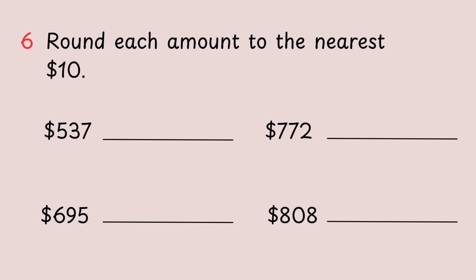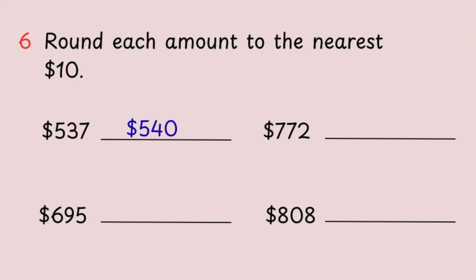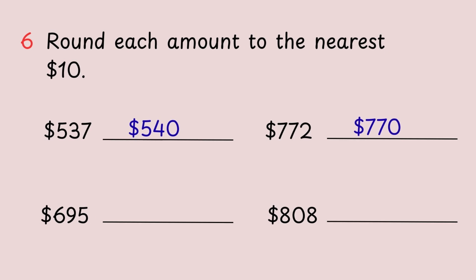Question 6. Round each amount to the nearest $10. So for $537, when we round to the nearest $10, that will be $540. And for $772, when we round to the nearest $10, that will be $770. And for $695, when we round to the nearest $10, that will be $700. And for $808, when we round to the nearest $10, that will be $810.